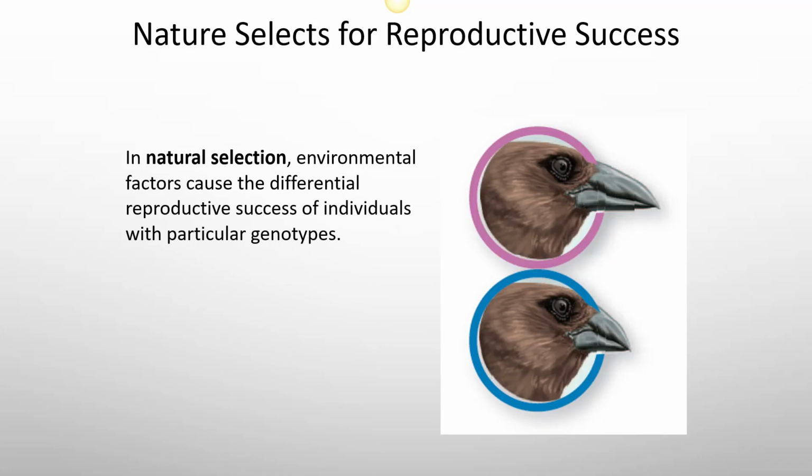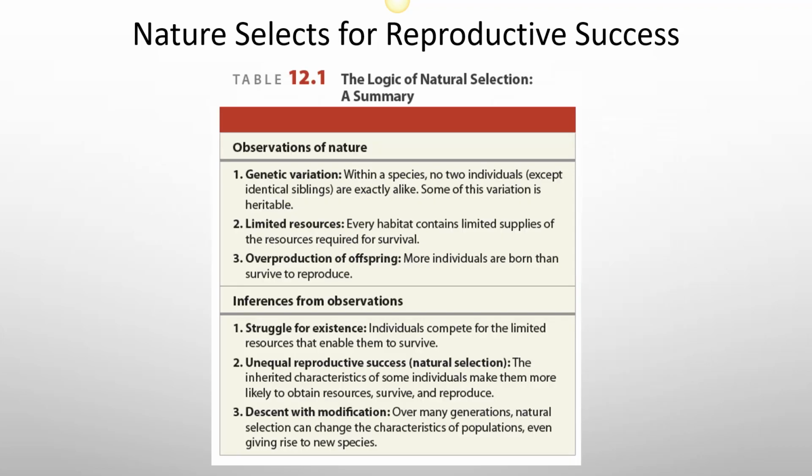In natural selection, the environment kind of selects for certain traits. So environmental factors cause the differential reproductive success of individuals with particular genotypes. In the case of the birds, the ones that had particular shaped beaks were able to eat. So they were able to survive in order to pass their traits on to their offspring.